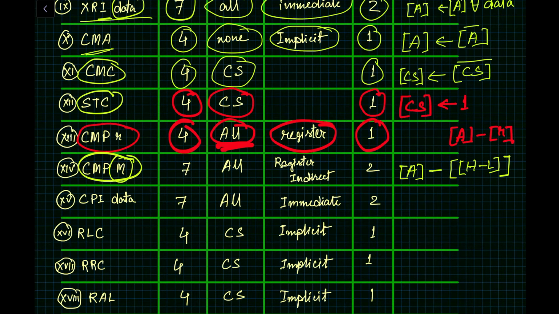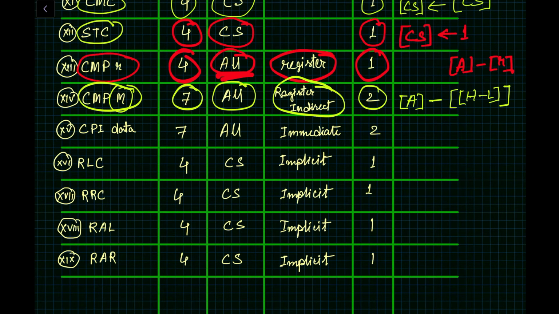Here also you have to keep in mind that the result of the subtraction is discarded, and only the flags are modified. This is register indirect addressing mode because we are given the memory address. This memory address is held by the HL pair, and we need 2 machine cycles and 7 T states. Next we have CPI data.